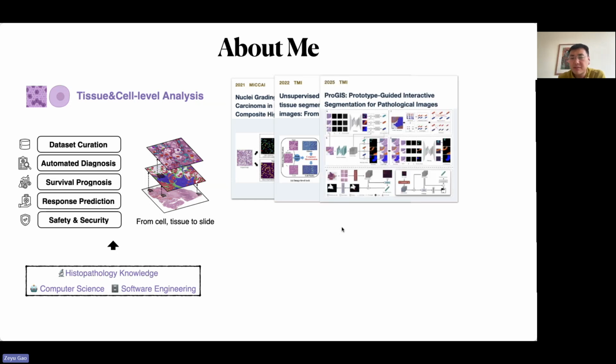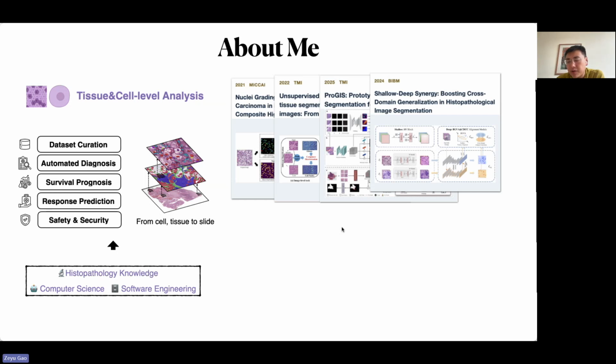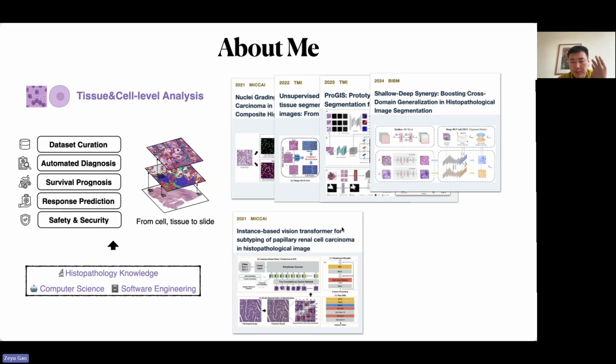Based on that work, we have this follow-up study, which we call prompt guided interactive segmentation for pathological images. Basically, the only thing you need to do is click on your images, and based on the points you selected, we do the segmentation. We also explore how we can do domain generalization across different institutes and different tissue organs to have robust segmentation methods.